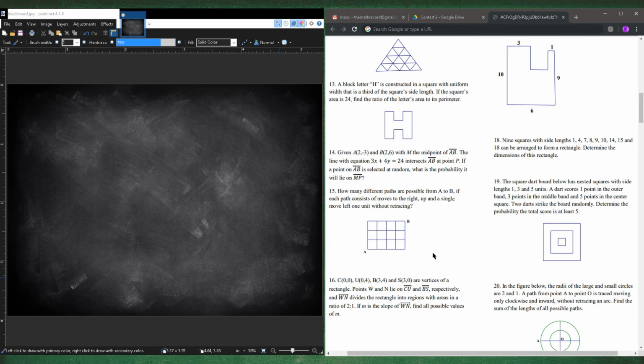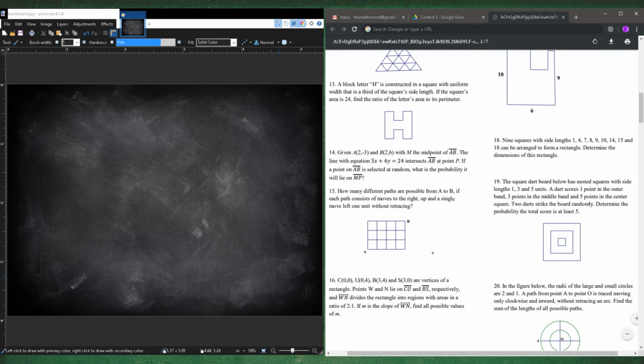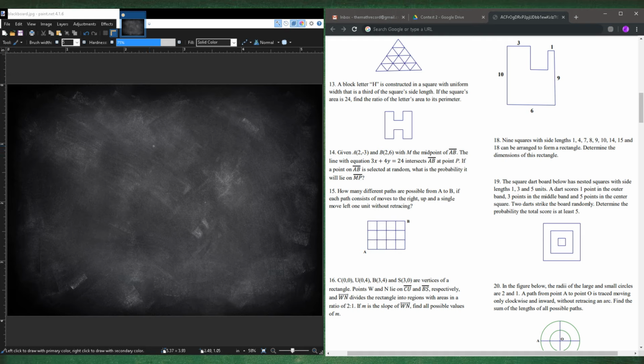Number 19. A square dartboard below has nested squares with side lengths 1, 3, and 5. Okay, so the inside is 1, the middle one is 3, and the outside is 5. A dart scores 1 point in the outer band, so it's the bigger one right here, 3 points in the middle, and 5 points in the center. Two darts strike the board randomly. Determine the probability that the score is at least 5.